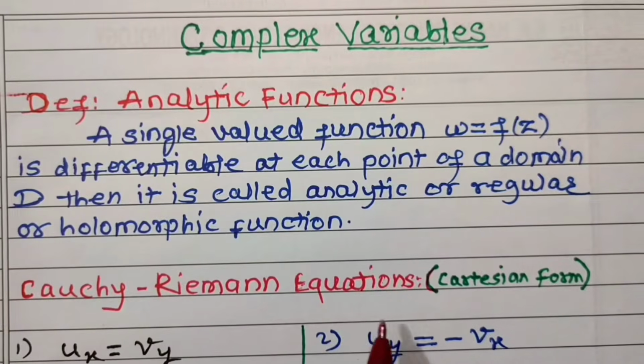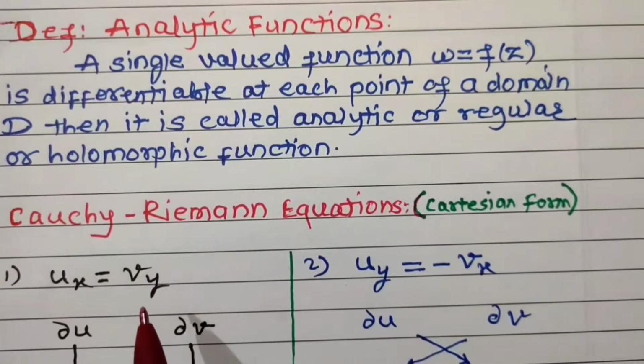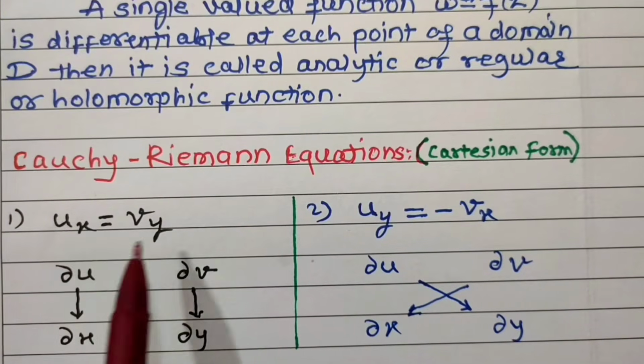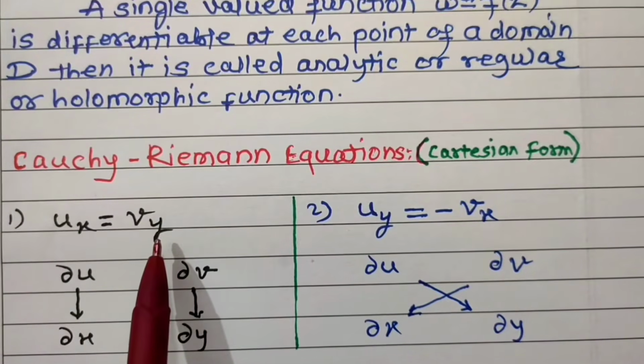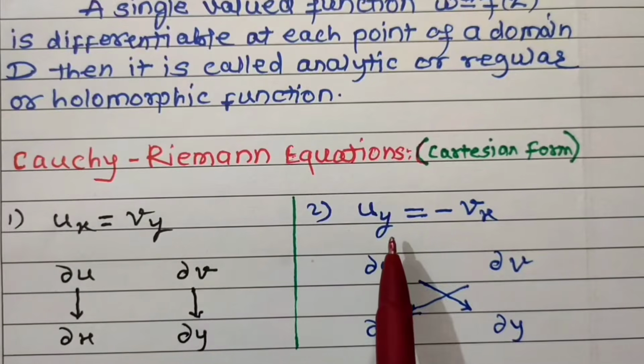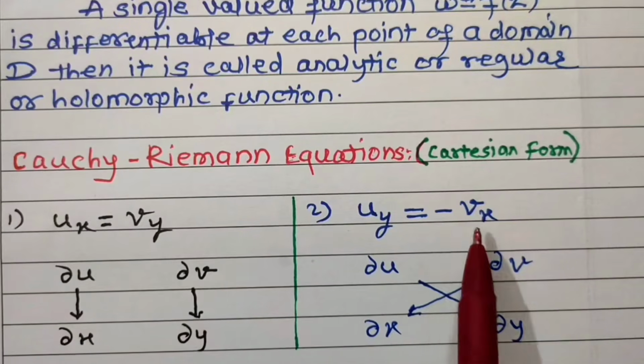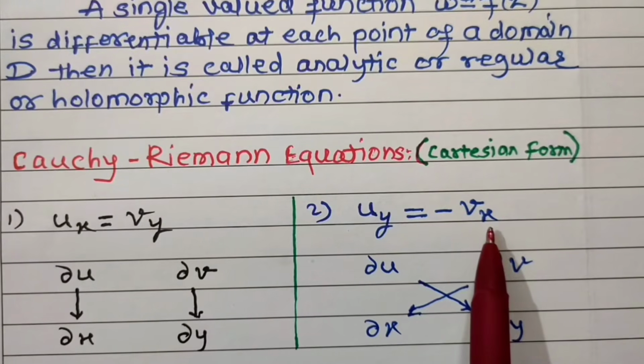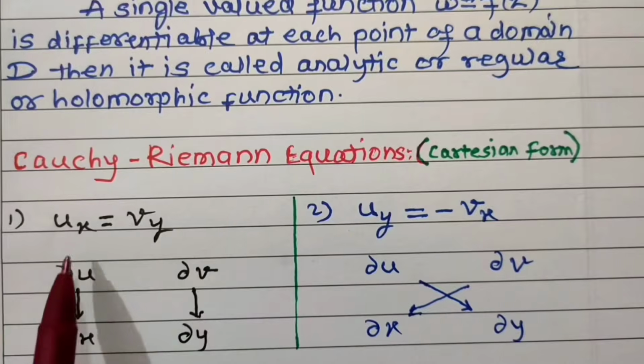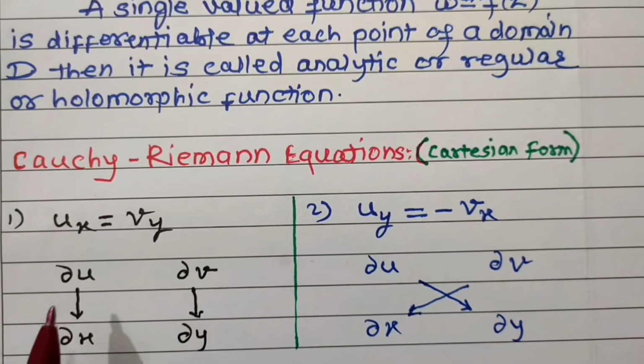Now, Cauchy-Riemann equations. First form, that is the Cartesian form of the Cauchy-Riemann equations. The first equation is given by ux = vy, meaning the partial derivative of u with respect to x is equal to the partial derivative of v with respect to y. The second equation is uy = -vx, meaning the partial derivative of u with respect to y is equal to minus the partial derivative of v with respect to x. Now, to remember these two equations, we can use this idea.